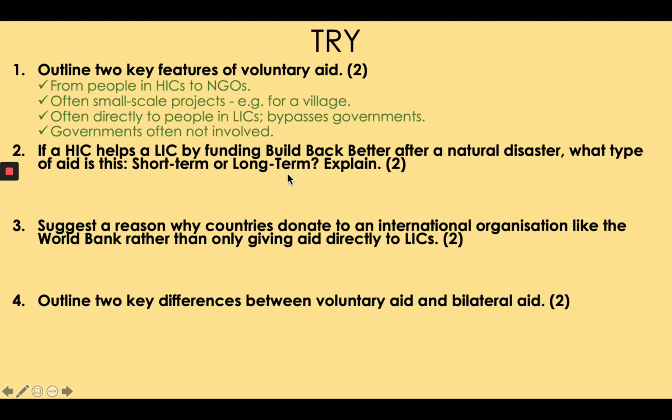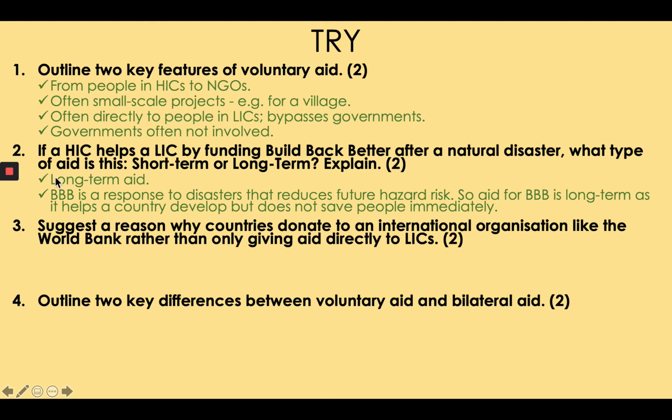2. If a HIC helps a LIC by funding Build Back Better after a natural disaster, what type of aid is this? Short-term or long-term? Explain your point. It's called long-term aid. And Build Back Better is a response to disasters that reduces future hazard risk. Build Back Better means, if you haven't studied it, building construction stronger so that future natural hazards like earthquakes or hurricanes don't cause as much damage. So aid for Build Back Better is long-term as it helps a country develop but does not save people immediately.